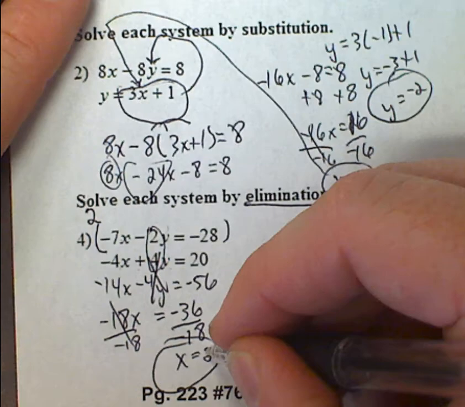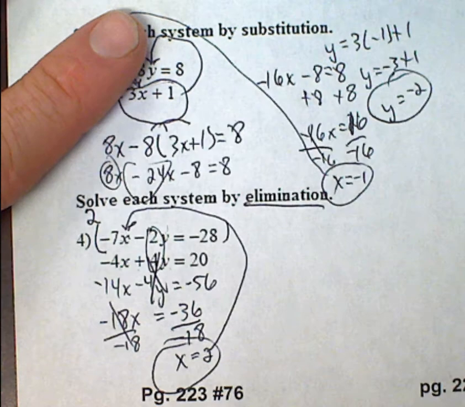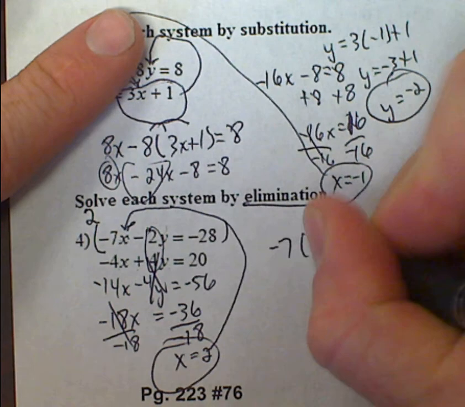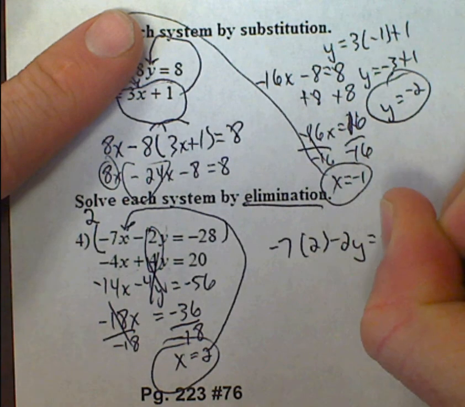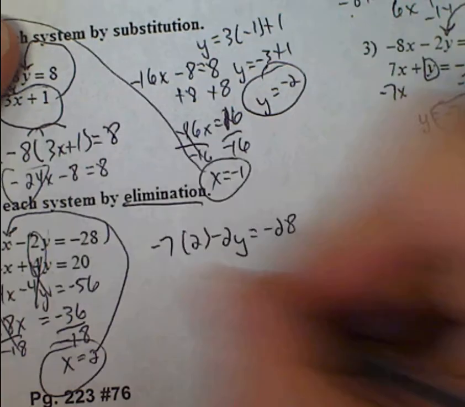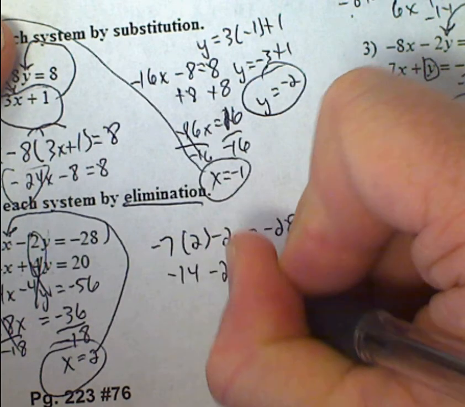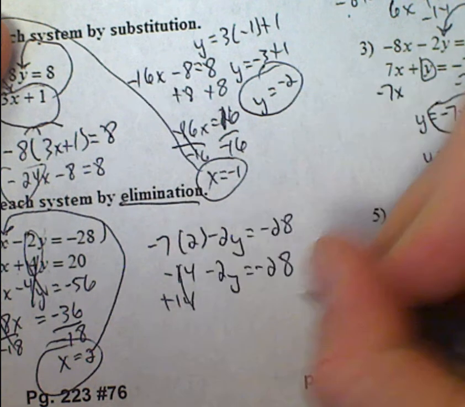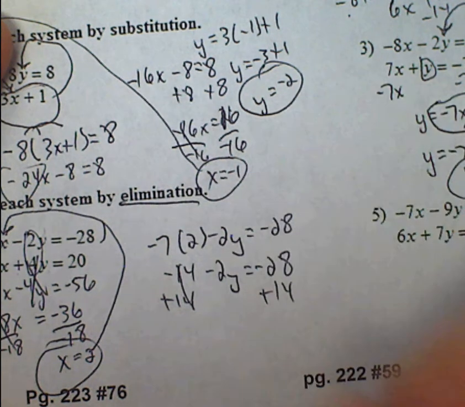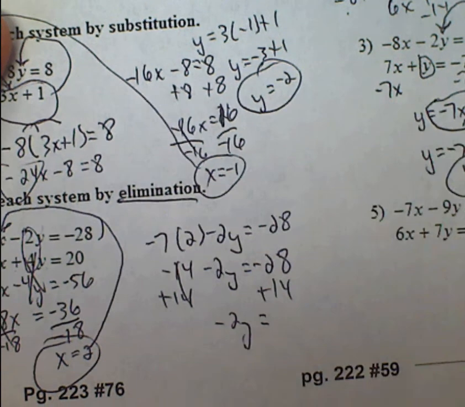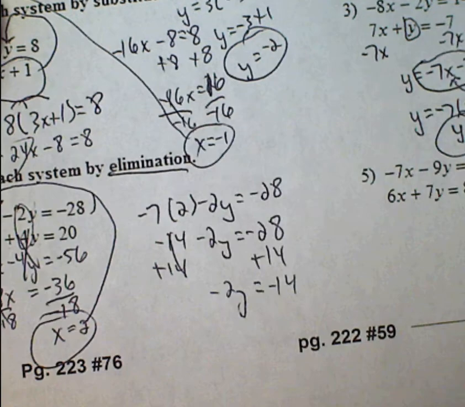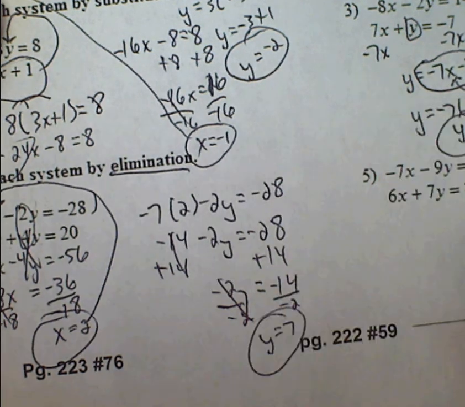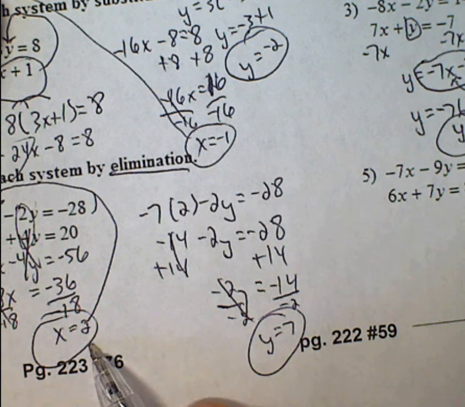Now I'm going to take my x and substitute it back in. X is 2, so negative 7 times 2 minus 2y equals negative 28. That gives me negative 14 minus 2y equals negative 28. Add 14, add 14. Negative 2y equals negative 14. Divide by negative 2, y equals 7. So x is 2, y is 7.